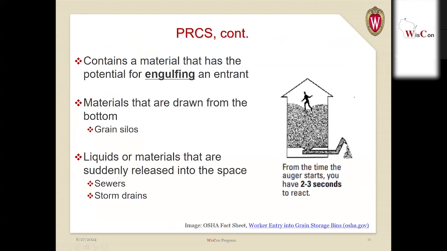The next that we consider is engulfment. So does this contain a material that has the potential for engulfing an entrant? These are materials that are traditionally drawn from the bottom. You can think of grain silos as being one of those. We also have liquids or materials that are suddenly released into a space, such as sewers or storm drains. So that's what we're looking for there.